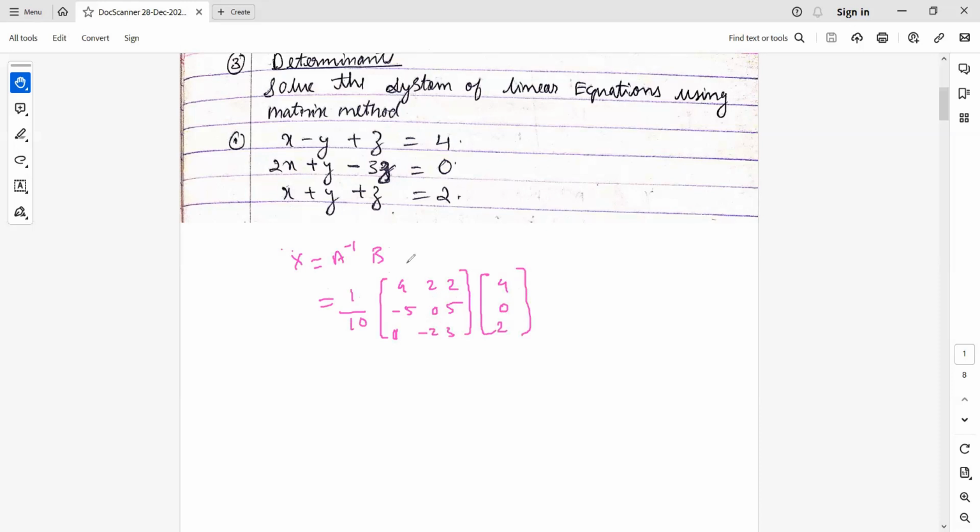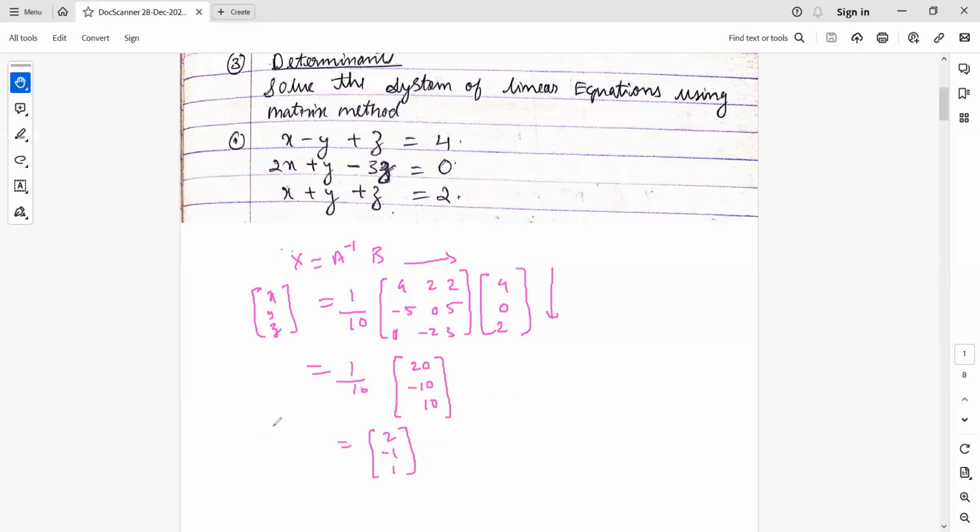So first, multiply A inverse with B, and then divide by 10. The x matrix we know is x, y and z. So this will be 1 upon 10 multiplied. On simplifying, you will get a 3 cross 1 matrix: 20, minus 10 and 10. Divide each element by 10, so you will get it in the form of 2, minus 1 and 1.